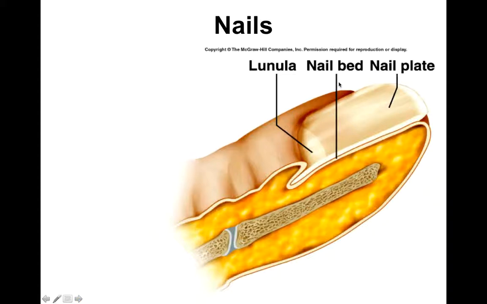Okay, the nails. Nails are just protective coverings over the ends of our fingers and toes. The nail plate is the actual fingernail we think of, or the toenail. The nail bed underneath here is just epithelial tissue. And the lunula is where the nail is growing from. So that's where the nail grows from.